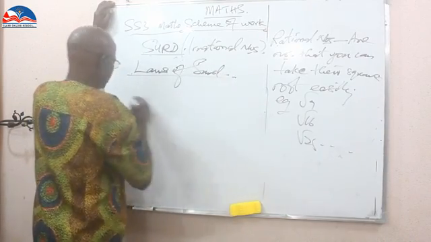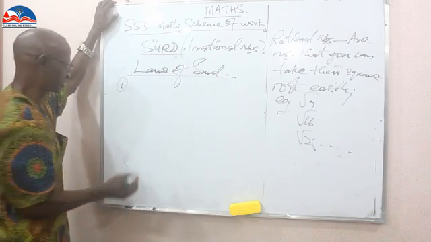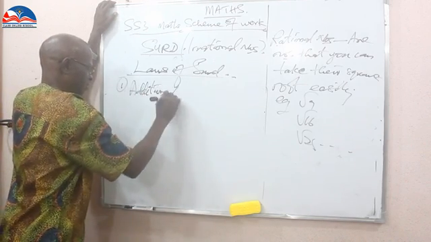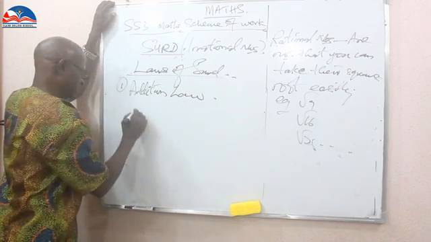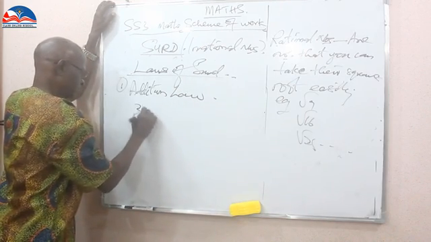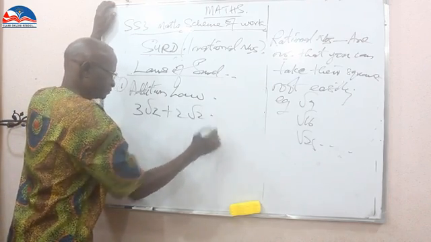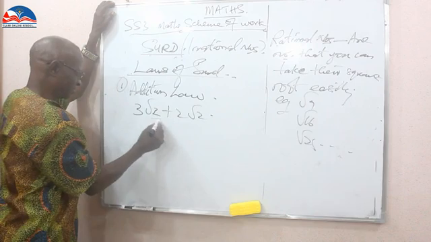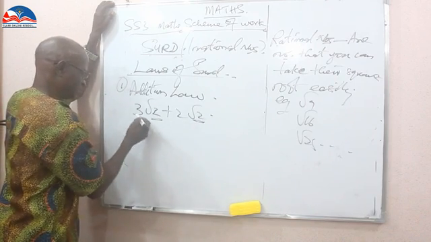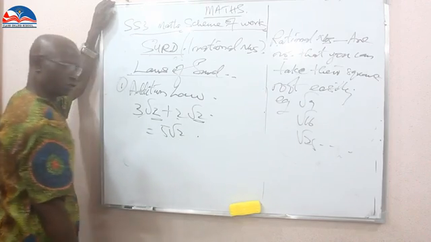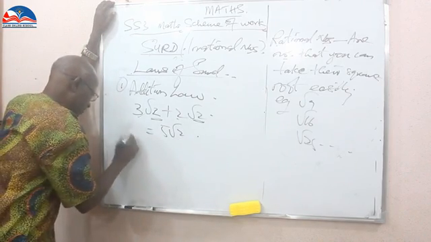Let's now take the laws of surds. One, you can add surds. There's the addition law. If I say 3 root 2 plus 2 root 2, that will be the same family. The root 2 is irrational, but 3 and 2, you can add them. That's now 5 root 2. That's the addition law. You can also subtract.